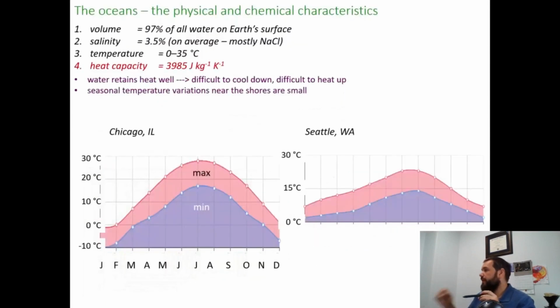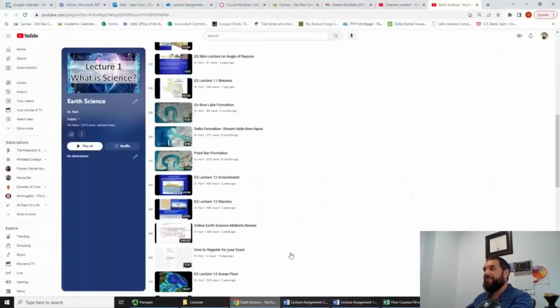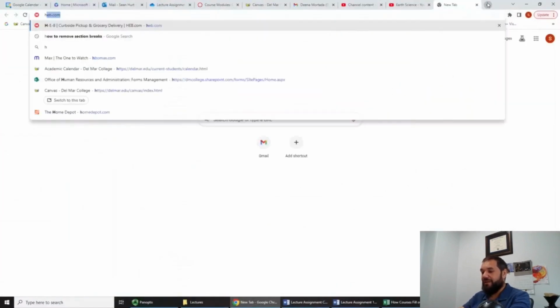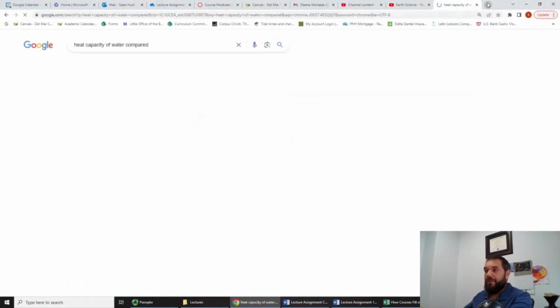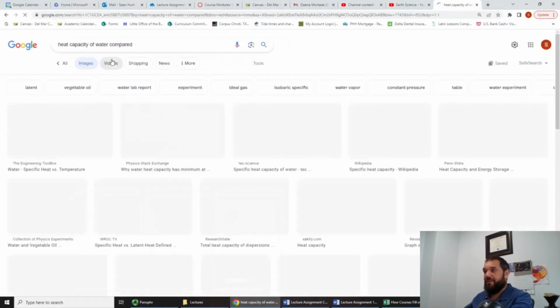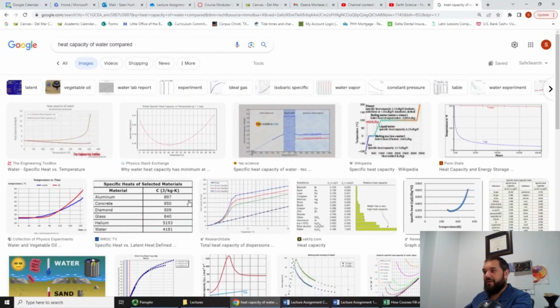So getting on to number 15, we have a question here. What is heat capacity? Does water have a relatively high heat capacity, or a relatively low heat capacity? So the heat capacity of water is insanely high. I don't have the slide here, but I should show you this slide: heat capacity of water compared. You would see that it really has a very high heat capacity.